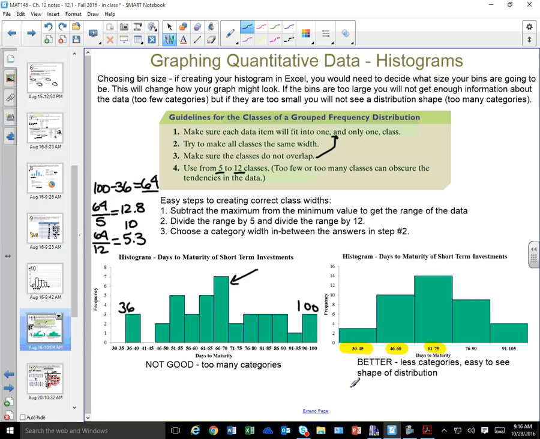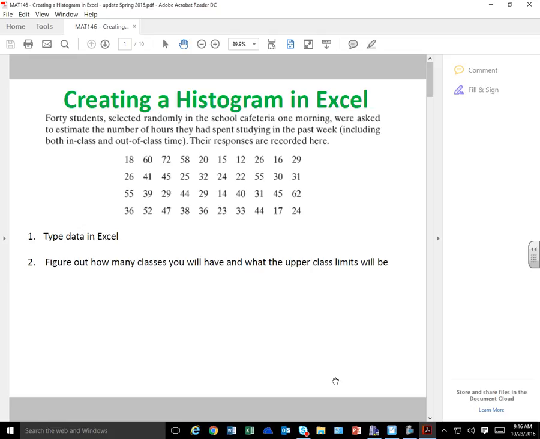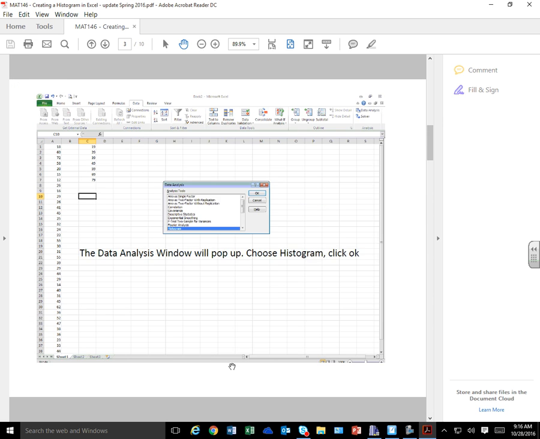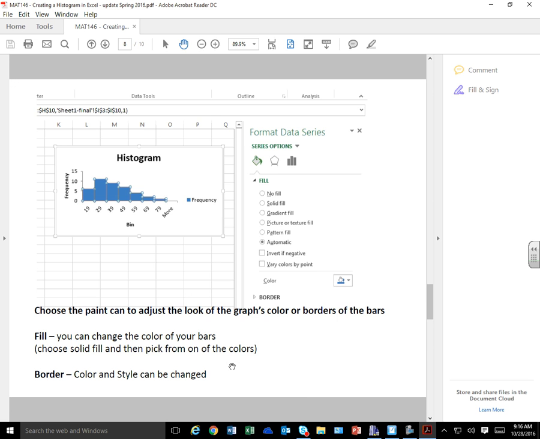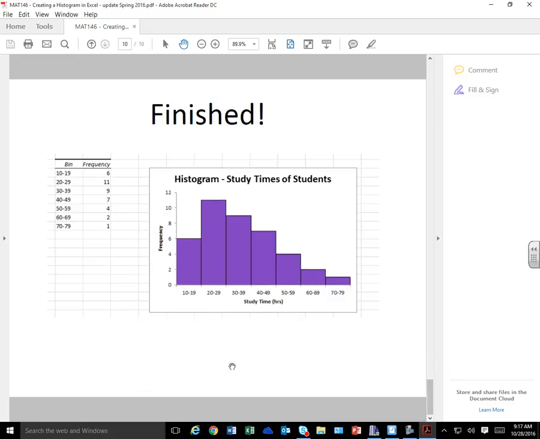Now, when we do our histogram for your project, you're going to be using Excel. Okay, and so I do have this handout that I think I have linked on Blackboard. If not, I'll make sure I do when I finish this tutorial here, but this goes through how to put your data into Excel. This is showing a sample data set here. The first thing you do is type your data in Excel. Then you figure out how many classes you will have and what the upper class limits will be. This is what we just talked about. You see we go through here step by step of how to do that, adjust it, and make it look all nice like that. So that would be the end result.